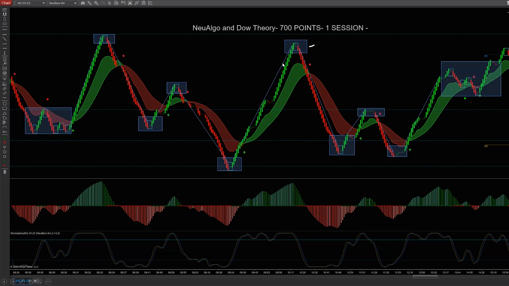That particular slide represents a lot of opportunity, especially since it's one periodicity. That is the 64 brick New Algo.